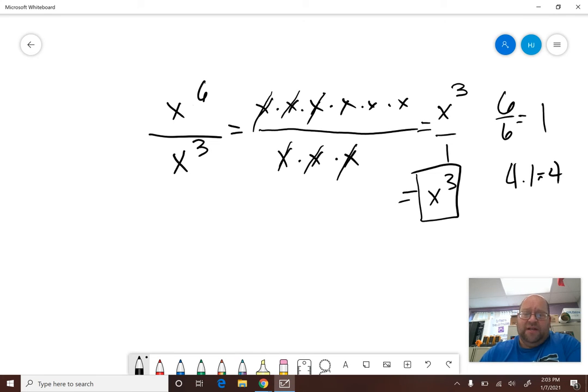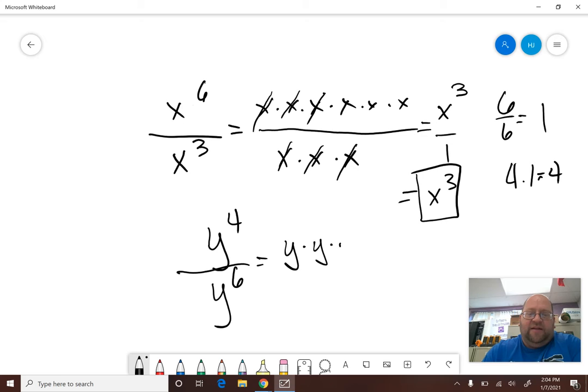All right, so let's use that same concept and think about what we're doing here. Let's take another one, y to the 4th over y to the 6th. Now let's think about what we have here. Let's go ahead and do the same thing we did up top. We'll do 4 y's on top, and on the bottom we'll do 6 y's.